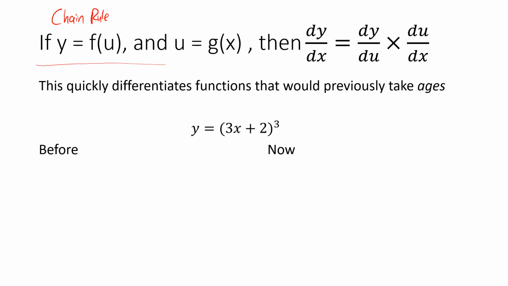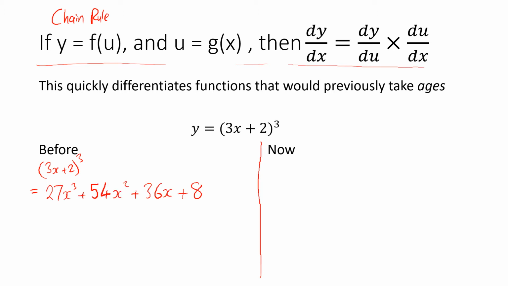Now I think when it's phrased like this, that maybe doesn't make a huge amount of sense, so we're going to use this as an example. Now I picked this one because it's one that in theory we could have done before, and we'll show that this new method gives the same answer. In the old days, for 3x plus 2 cubed, we would have had to expand this, because we want everything as a single power of x. So if we did that, we would end up with 27x cubed. I had to pull out my binomial tables for a second there. 54x squared, 36x, and 8. That would be our y.